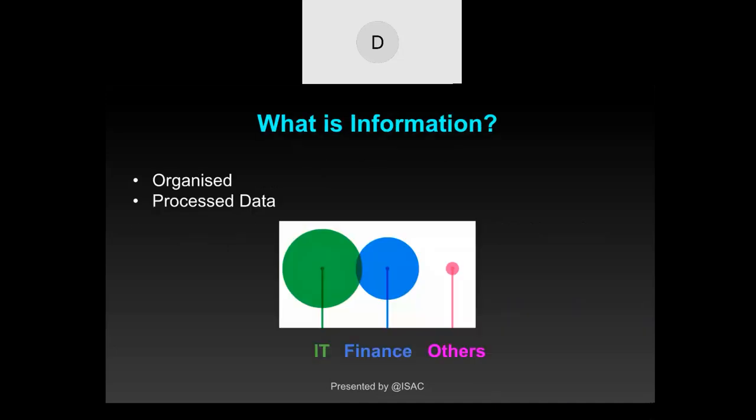So what is information then? Information is processed data which is in an organized format. As you see in the image, the format in which we have the data is organized. We have particular data for the IT department, we have it for the finance department, and we have it for others.